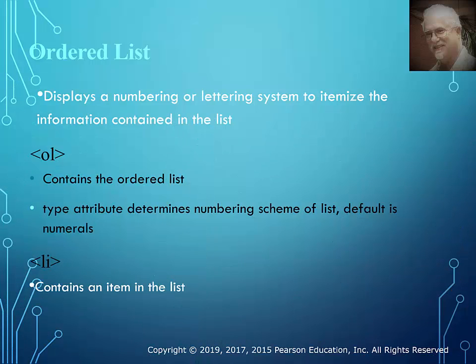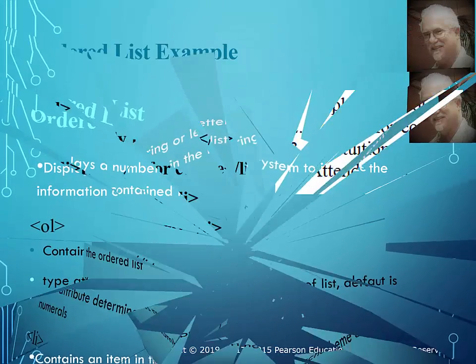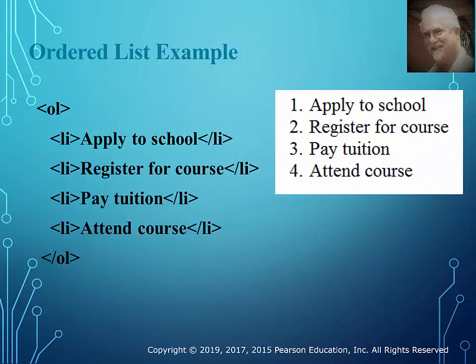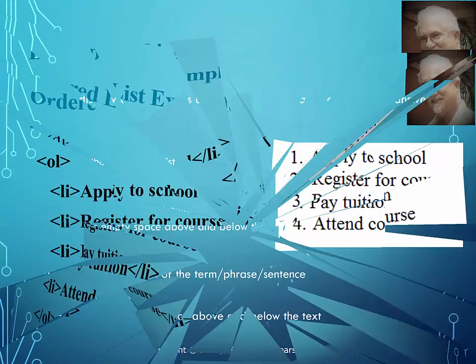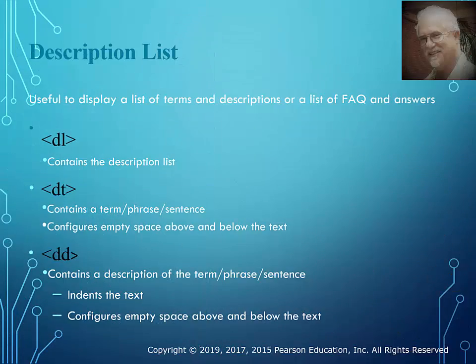Okay, now there's the ordered list. So if we look at unordered list, there's no particular sequencing. An ordered list has a sequence. Things are ordered for a particular reason. I don't know what, but for whatever reason you have. You might want something listed as 1, 2, 3, 4, like this. Apply to school, register for the course, pay the tuition, then attend the course. So it's an ordered list, OL and OL at the end. Then all the LIs, same as the other one.